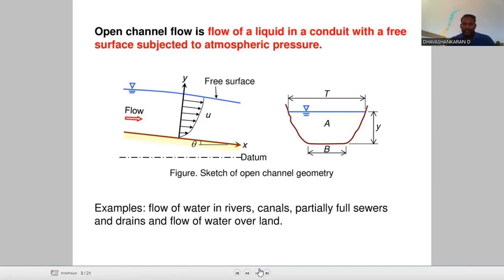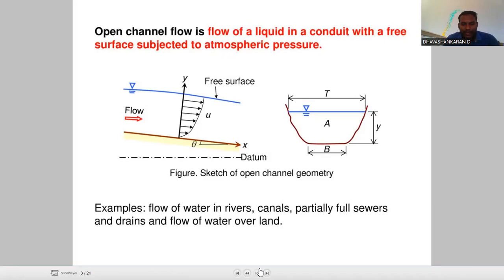An example of open channel flow is a river and stream. The flow in an irrigation canal. We can say it is a canal or a channel. Both are the same. Then drainage channel and sewer, and the navigation channel. For the purpose of navigation, we use open channels only. So these are all examples of open channel flow.